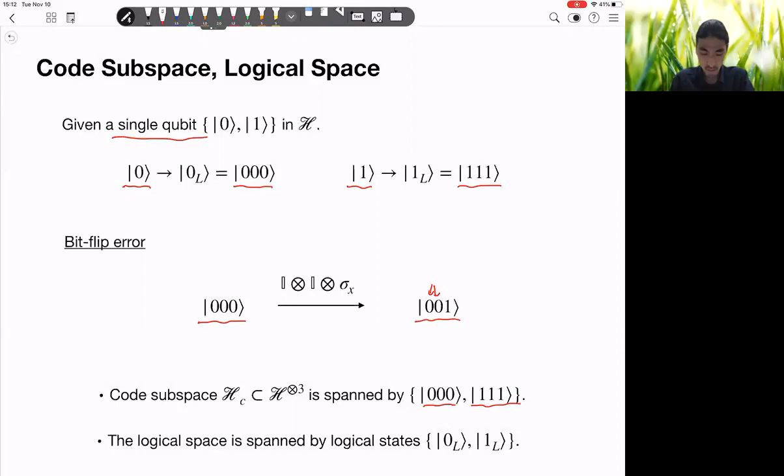There is a similar space that is called the logical space that is spanned by 0_L and 1_L. This 0_L is just the renaming of these states. Okay. Are there any questions so far?